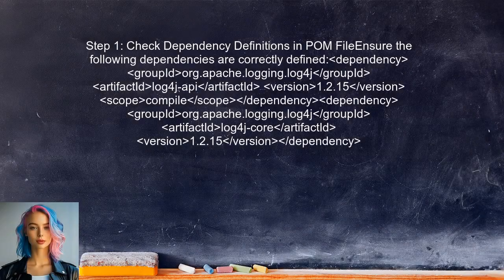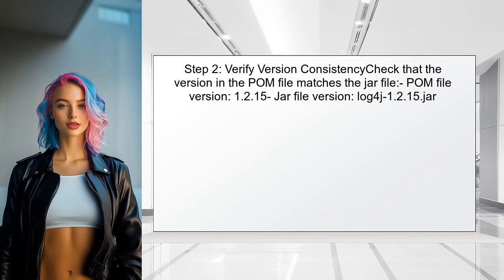To resolve the issue with the log4j package not being recognized, the user should first check the dependency definitions in their POM file. It's important to ensure that the correct group ID and artifact ID are being used. Next, the user should verify that the version specified in the POM file matches the version of the log4j jar file they have in their project. If the jar file is version 1.2.15, the POM file should reflect that.